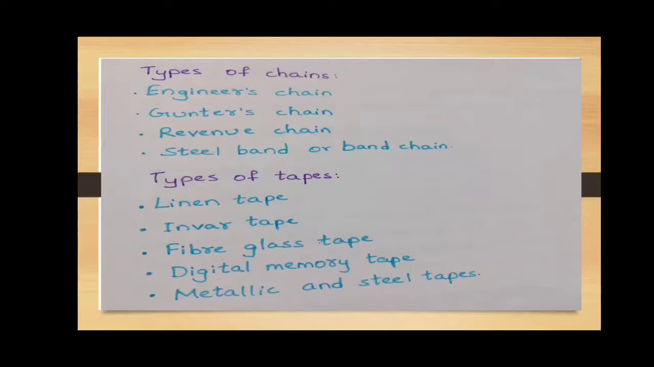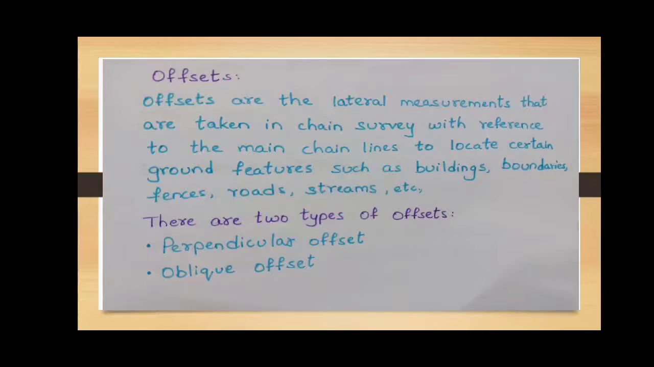Our next topic is offsets. What does this offset mean? Offsets are of 2 types: perpendicular offsets and oblique offsets. The offsets that are taken perpendicular, that is at 90 degrees to the main chain lines, are called perpendicular offsets. And oblique offsets, the offsets that are taken at an angle other than 90 degrees to main chain lines, are called oblique offsets.